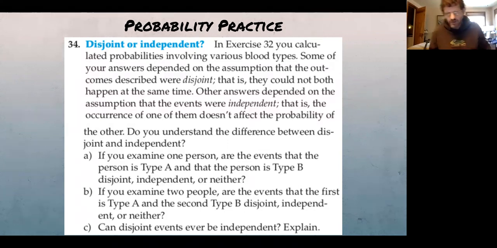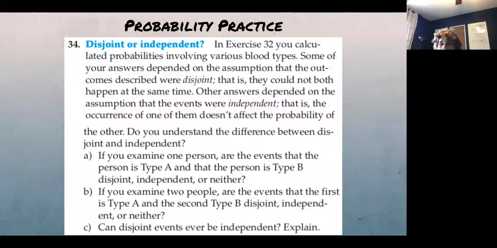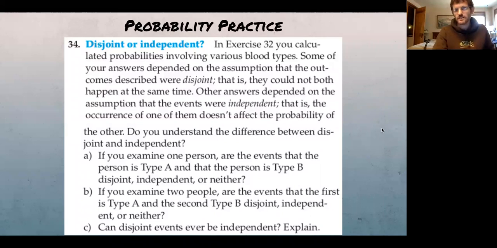Okay. The last one is really the reason I wanted to look at this question. Can disjoint events ever be independent? What do you guys think? I think no, because if one happens, the other one automatically can't happen, so they are dependent on one another. Perfect. That's a really succinct, good explanation.